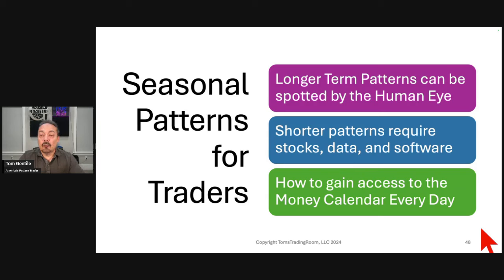If you want to look at shorter term patterns, then that requires 3 things. You need a stock database. I look at 375 stocks. Okay. You need the data on those stocks. And I'm going back a minimum of 10 years. And because of those 2 things, you've got to have software that does it for you, because you can't hand research that. You just can't do it.